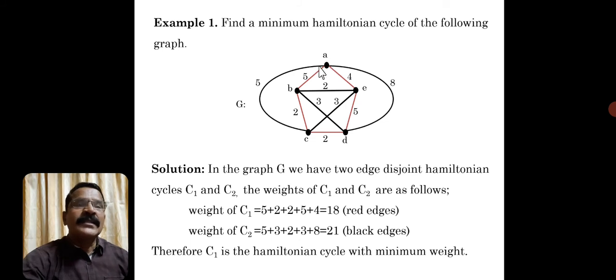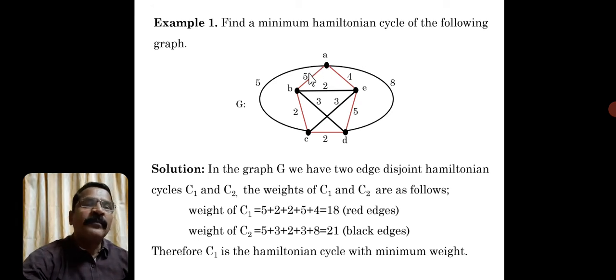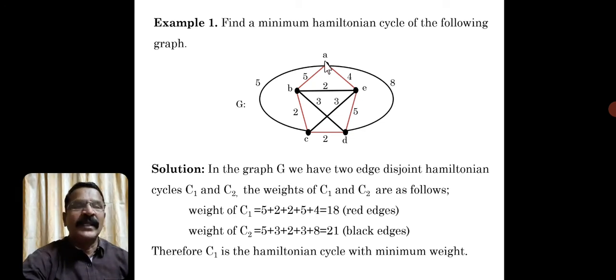Here, this is one Hamiltonian cycle with red edges. I have distinguished the edges by red color. You can start at vertex A and reach the vertex B. Next, you can reach the vertex C, then D, then E, and you can come back to A. So this is one Hamiltonian cycle. The other possibility is with the black edges. A to C we can reach first, then C to E, then E to B, then B to D, then D to A. This is another possibility. So in the graph G, we have two edge disjoint Hamiltonian cycles, C1 and C2.